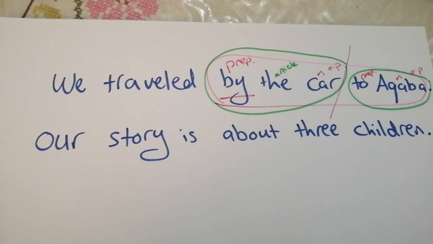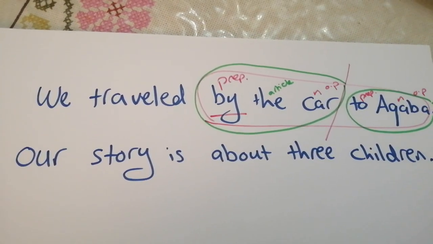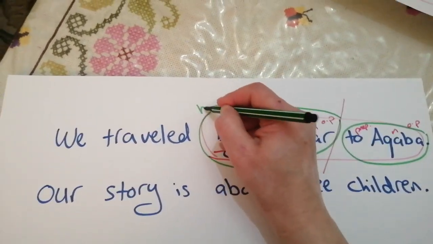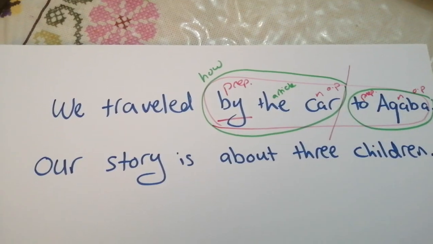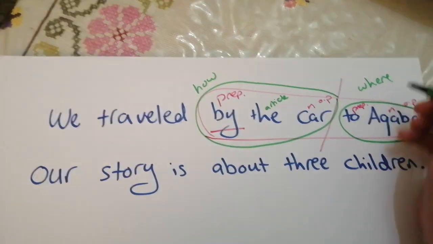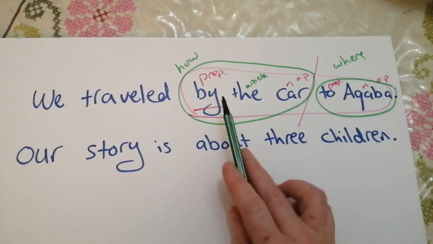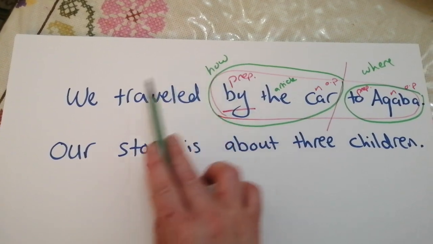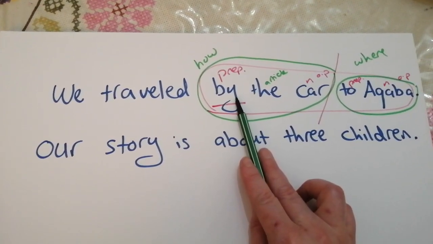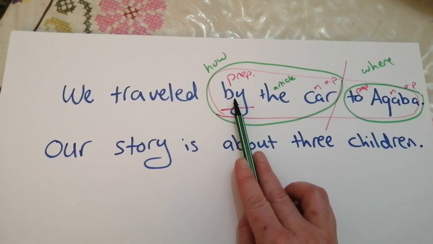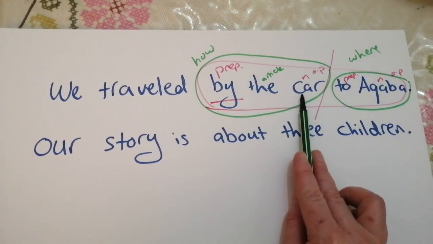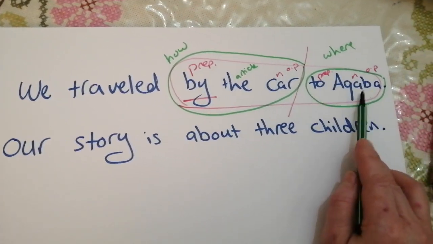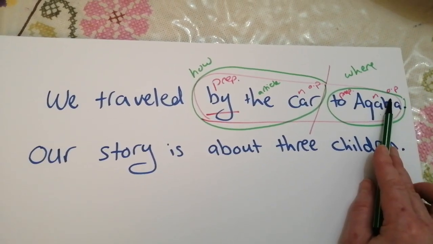So again, as we said, we may have more than one prepositional phrase in the same sentence. We traveled, how, by the car, where, to Aqaba. So I have two prepositional phrases here. Each one shows something. How we traveled: by the car. This is the first prepositional phrase that starts with the preposition by and it ends with the object of the preposition car, and it's a noun. Where? To Aqaba. To, it's a preposition. Aqaba, it's a noun. And it's the object of the preposition.